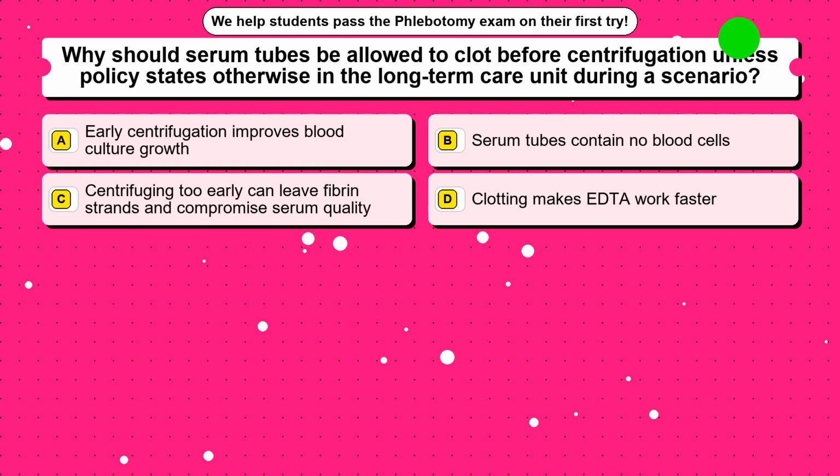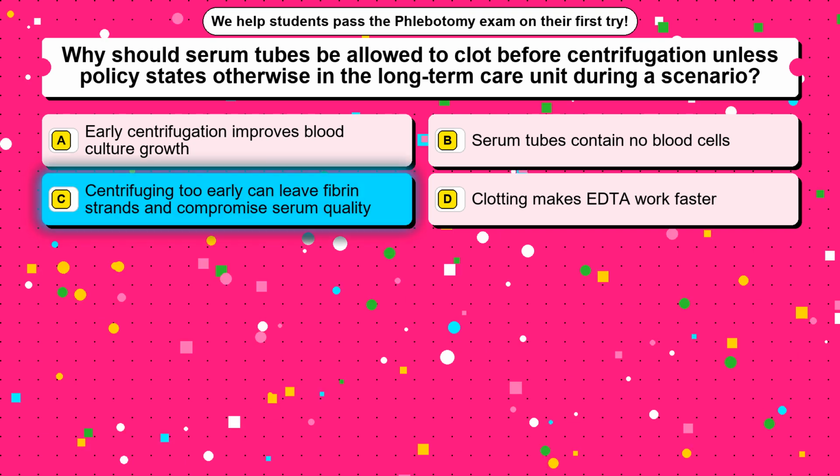Question 95. Why should serum tubes be allowed to clot before centrifugation unless policy states otherwise in the long-term care unit during a scenario? Option A, early centrifugation improves blood culture growth. Option B, serum tubes contain no blood cells. Option C, centrifuging too early can leave fibrin strands and compromise serum quality. Option D, clotting makes EDTA work faster.